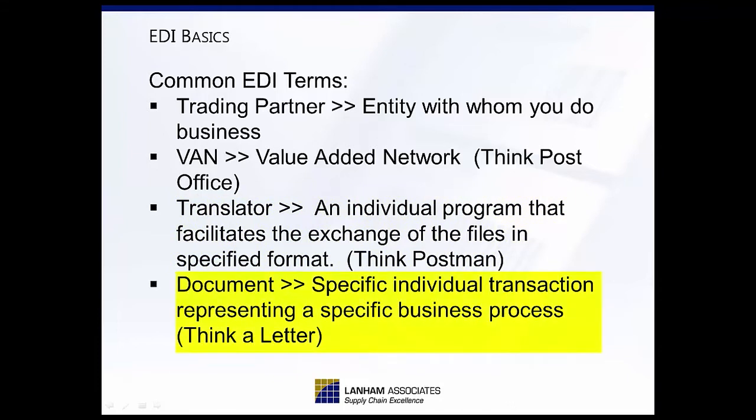Next, you have documents. The EDI documents are specific individual transactions representing a specific business process. So think of that as a letter. Some common numbers for EDI documents, specifically in the X12 format, is an 850. So if my trading partner is Walmart and I will be shipping to Walmart, so they're the customer and I am the vendor, they might send me what's called an 850, and an 850 is a purchase order. So coming from their system, it's a purchase order. When it comes into NAV, that's going to create a NAV sales order.